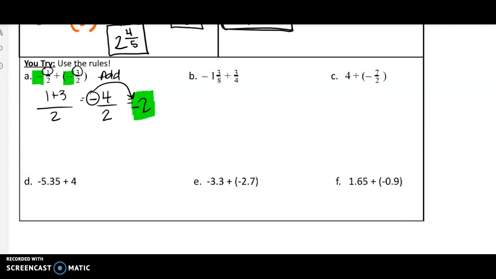This one's a little bit more fun. So we need to turn this into an improper fraction. So we have 8 times 1 is 8. So we multiply those. And then we add the top. So 8 times 1 is 8, plus 3 is 11. So we have negative 11 over 8 plus 3 over 4.